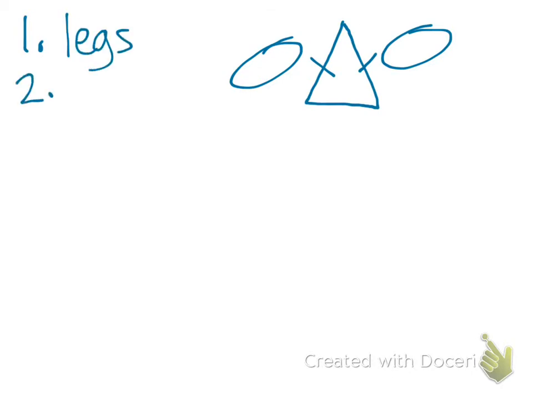Number 2 says the non-congruent side of an isosceles triangle is called the blank. So what did we call this side? The base. The side is the base. You gave me the answer for number 3. The 2 angles at the base of an isosceles triangle, that's base angles. So the side is the base, the angles are the base angles.